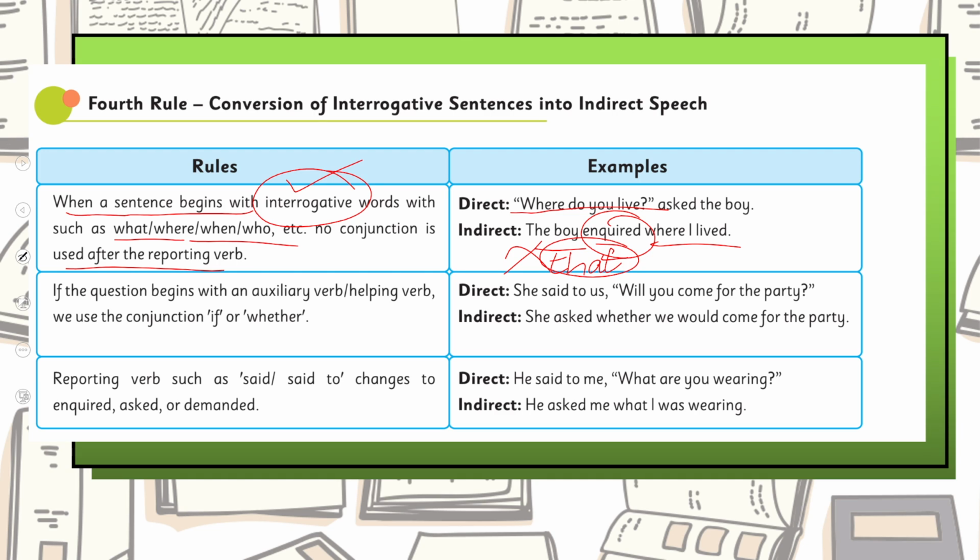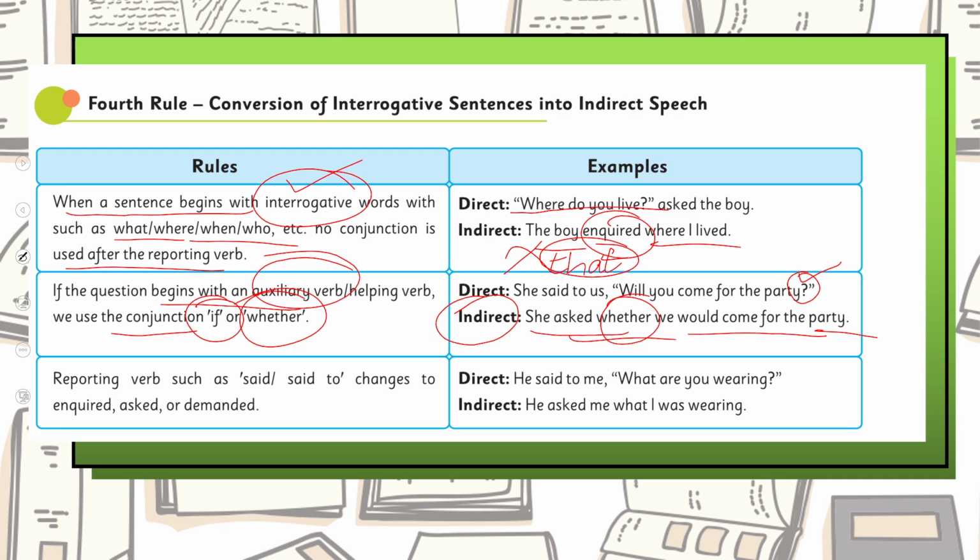If your sentence has a question, has an interrogative word, and it begins with an auxiliary verb, the helping verb, we use the conjunction if or whether. For example, she said to us, will you come for the party? It will be changed into, she asked whether we would come for the party. Now you will remove this question mark. You can see there is no question mark over here, and we are using conjunctions, conjunctions like if or whether. Here we have used whether. So this is our conversion of rule number 4.